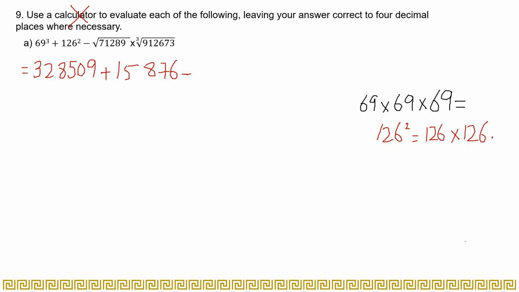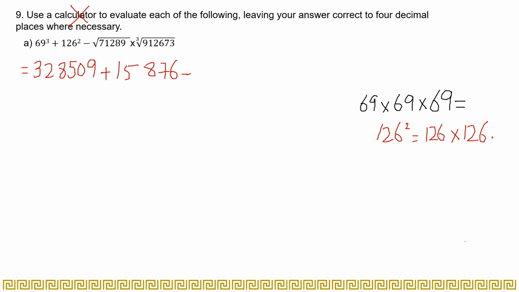See, 71289, this number 71289, though this is a very large number, so we will try some numbers. We will multiply two numbers together and we will check whether it gives us 71289 or not. We have to check different numbers to get this answer.